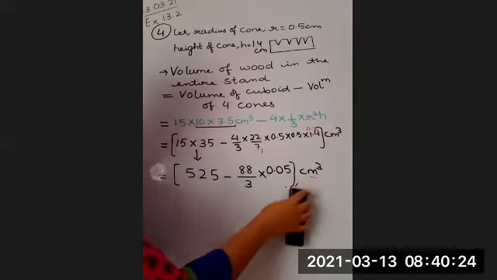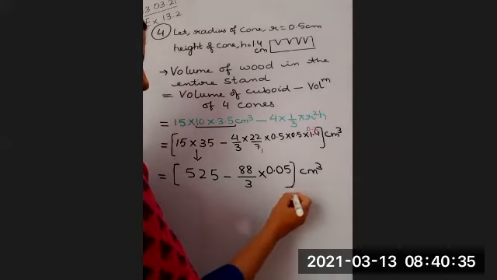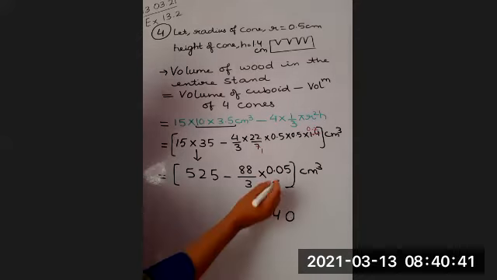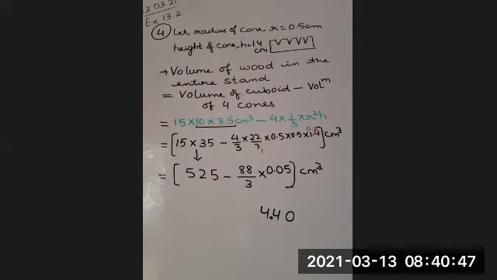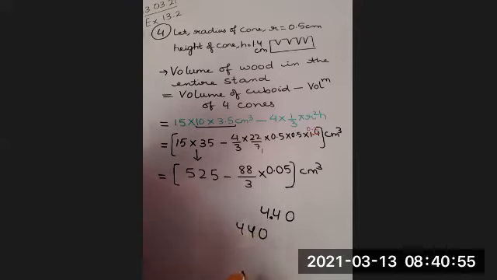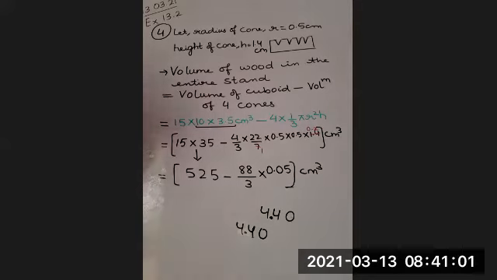Now next is what? 88 into 5 would be 440. Again the decimal after 2 places. Getting my point? When we multiply 88 by 5, we get 440. But it was not 5 but 0.05. So 2 places of decimal. So it will become 4.40, which is equal to 4.4.